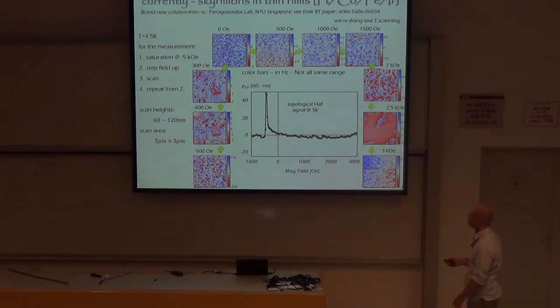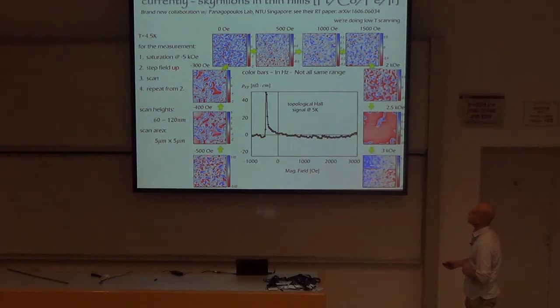What you can see here is you take a sample, you saturate it with a very negative field, and then you increase the field. It's a magnet, so you're going to get domains forming the other way. This is what you see here. This is actually zero. If you look at the scale here, it's very, very small. The scale here is 0.04 hertz.